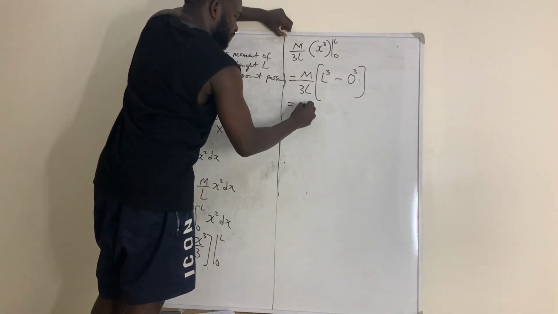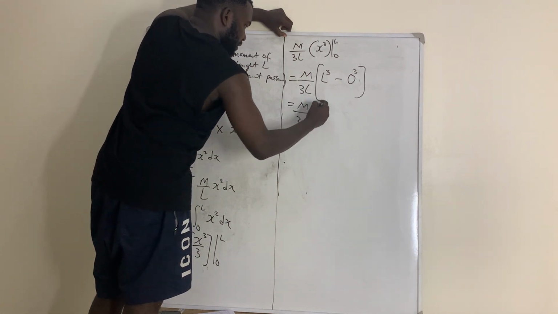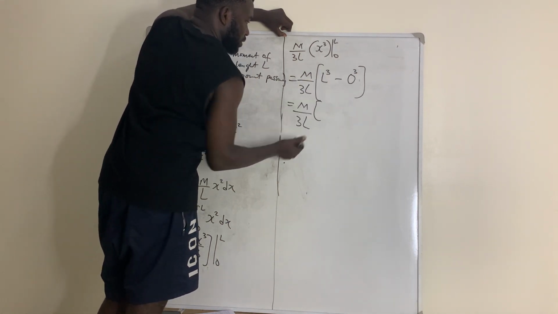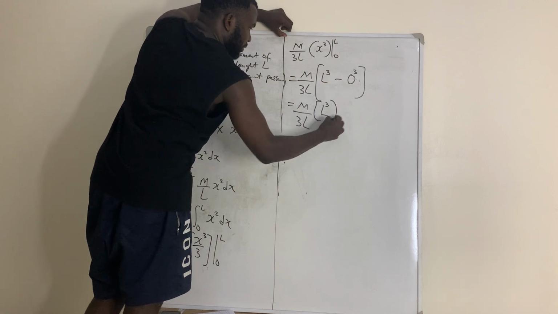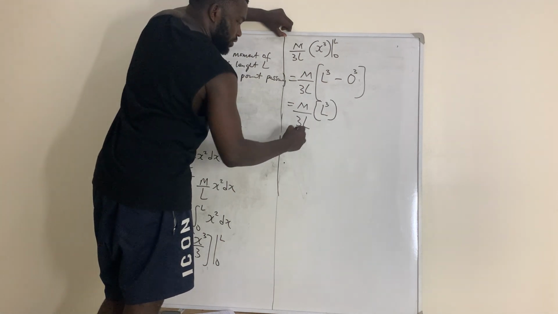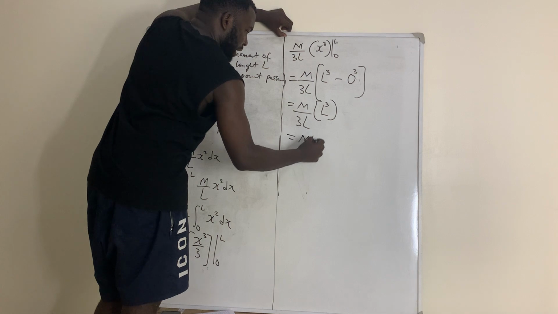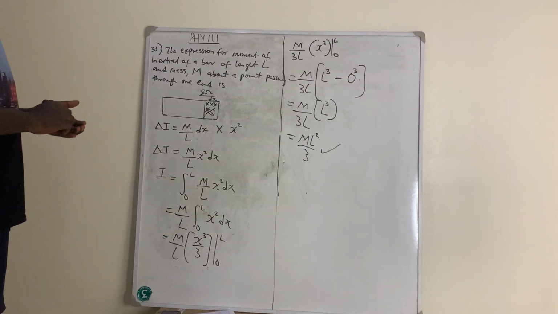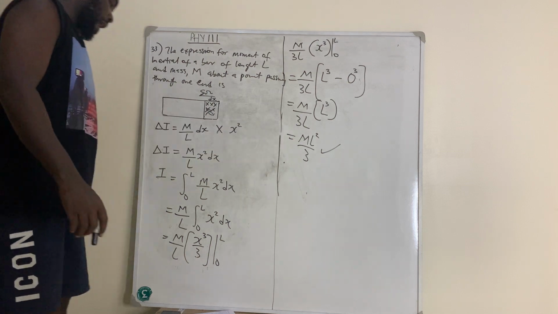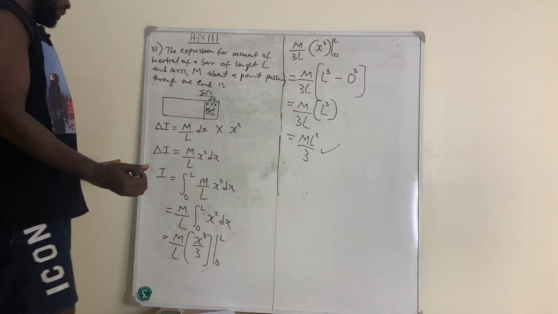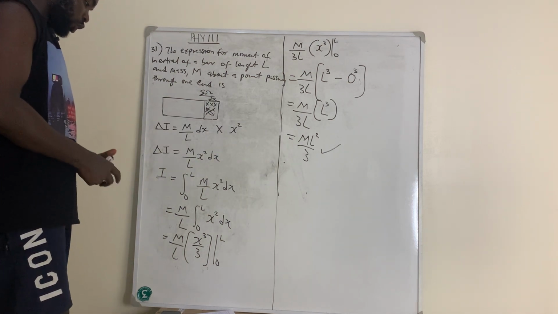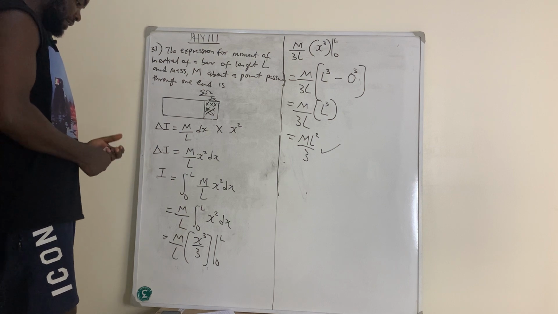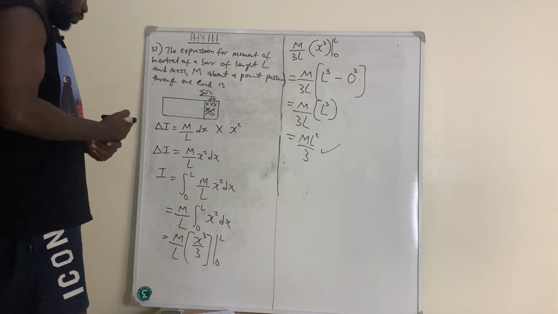So I have M over 3L into, this and this will give you L raised to power 3. So this cancels one of these. So my answer becomes ML squared over 3. So this is the expression. This is the expression you are asked to find. It's very, very simple.